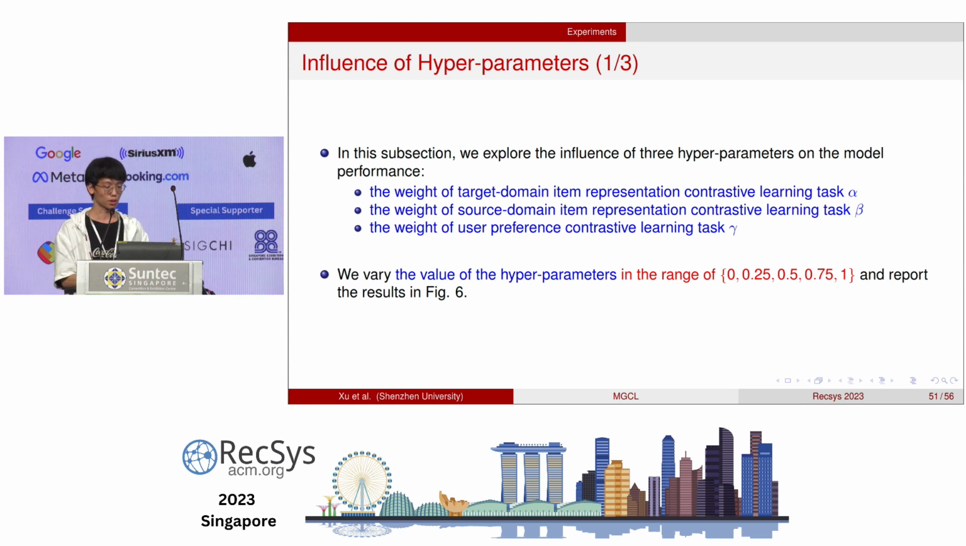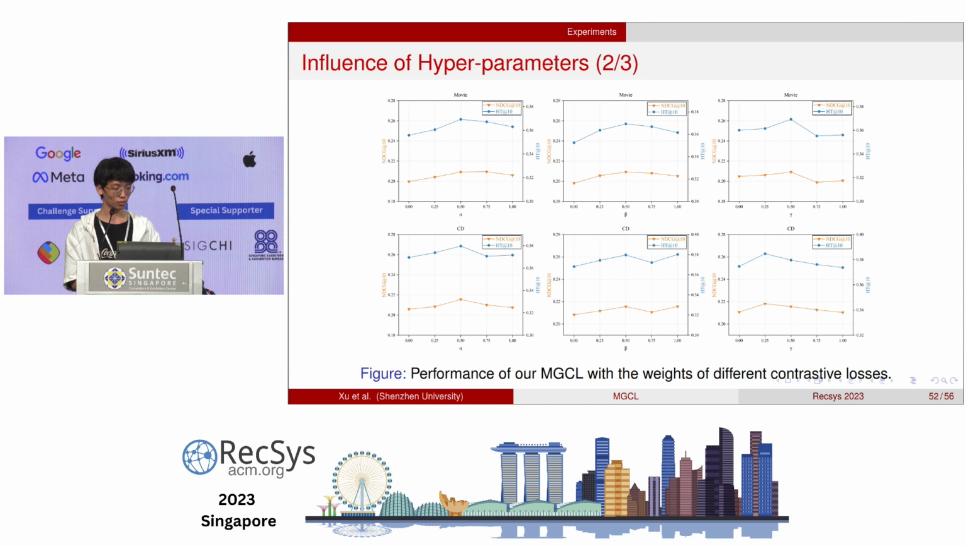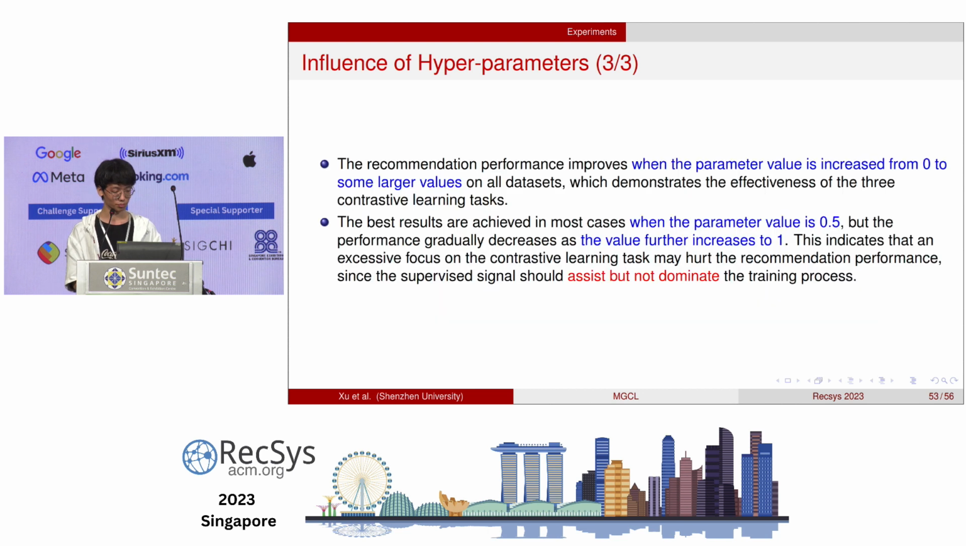We also conduct experiments to explore the influence of the weight of contrastive learning tasks. We can observe that the best results are achieved in most cases when the weight is 0.5.